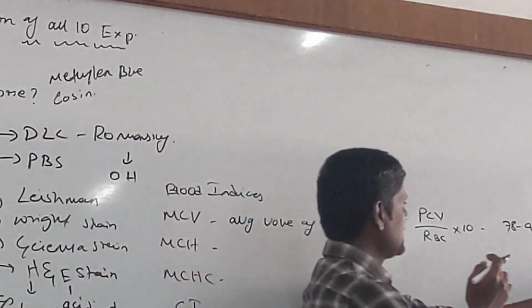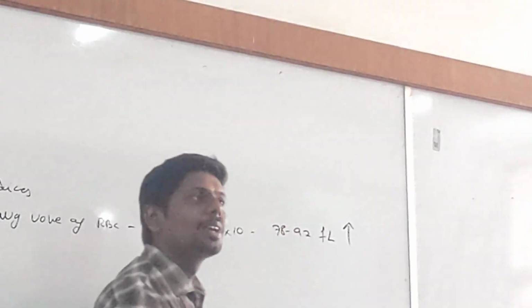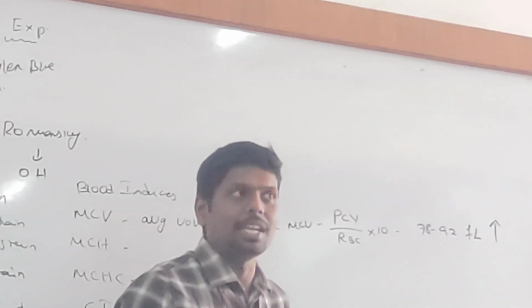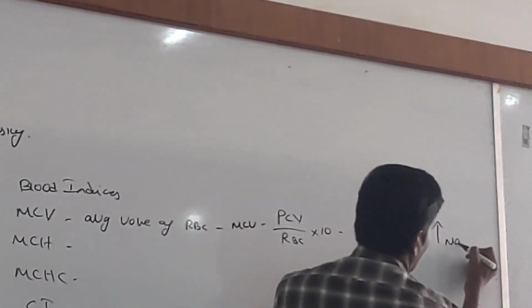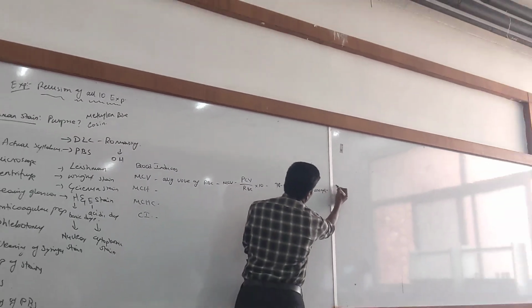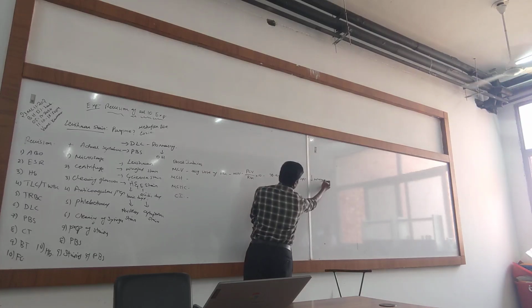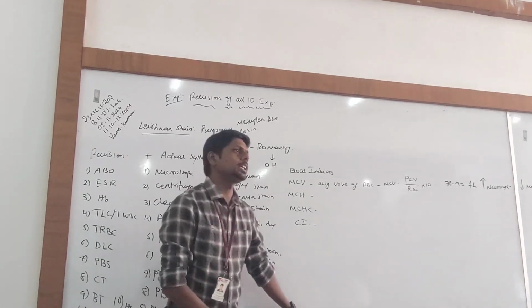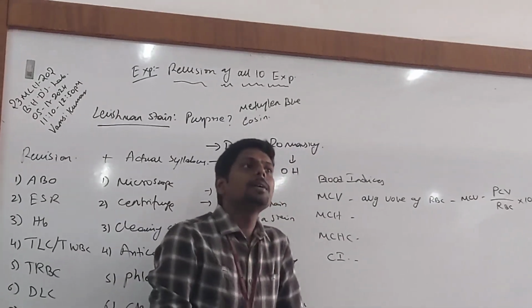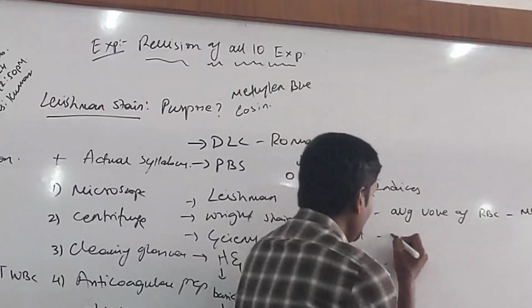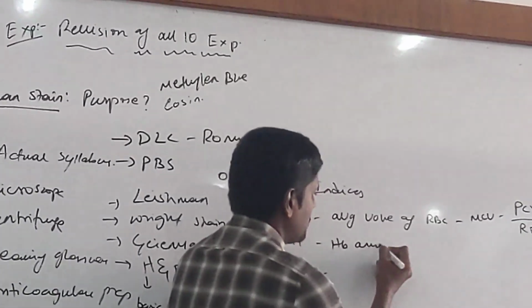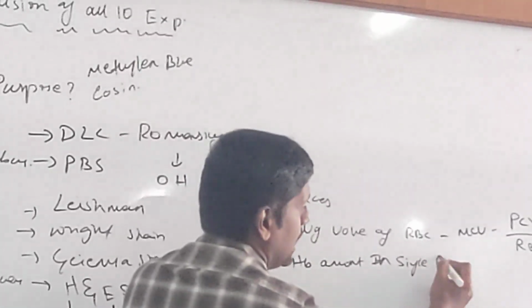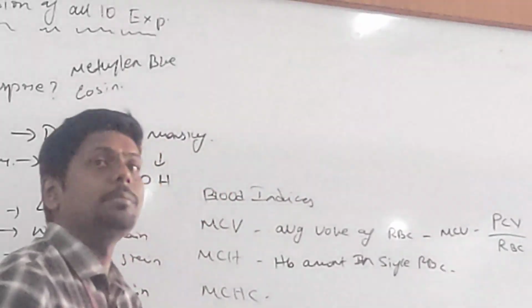Now, increased MCV is called as macrocytic anemia, whereas decreased is called as microcytic. Very good. Then let us go with the MCH. What is this MCH? It is the amount of Hb in a single RBC.